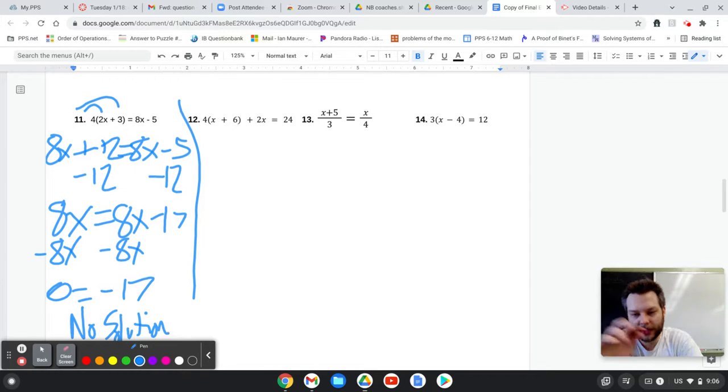In fact, if you checked your answer, if you tried to put a number back in, you would see that the left side is always 17 bigger than the right side.